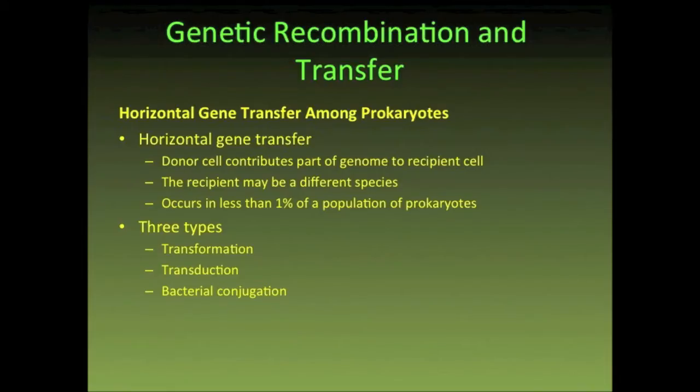Horizontal gene transfer typically involves the transfer of plasmids or small chromosomal fragments from a donor cell to a recipient cell. The recipient cell incorporates the donor's DNA into its own chromosome, then becoming a recombinant cell. The donor and the recipient cells do not have to be of the same species for these events to occur. Horizontal gene transfer is rather rare in nature. There are three mechanisms by which DNA can be horizontally transferred. They are transformation, transduction, and conjugation.